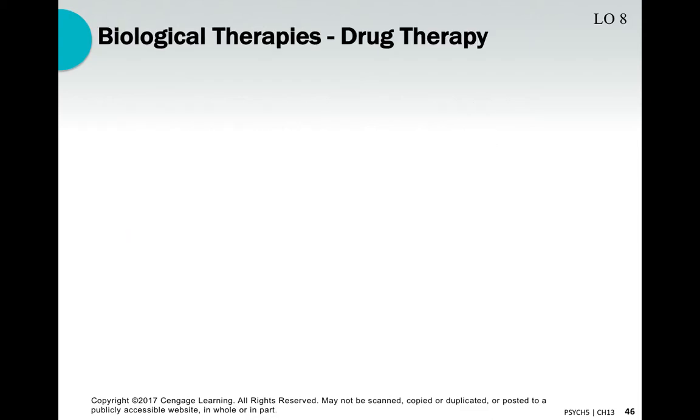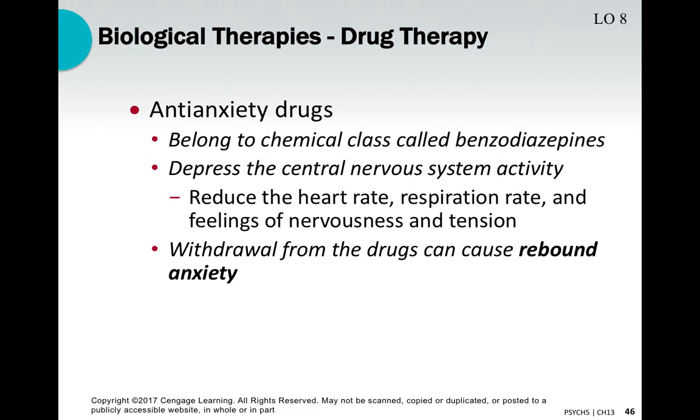Okay, now we're going to switch gears and look at biological treatments of mental illness. First, we're going to look at drug therapy. There is a large classification of drugs used for treating different psychological disorders. For example, anti-anxiety drugs are used for the treatment of anxiety in the form of benzodiazepines. These are drugs that used to be called Valium. I don't think it's called that anymore, but they're drugs designed to depress your central nervous system activity, to basically calm you down.